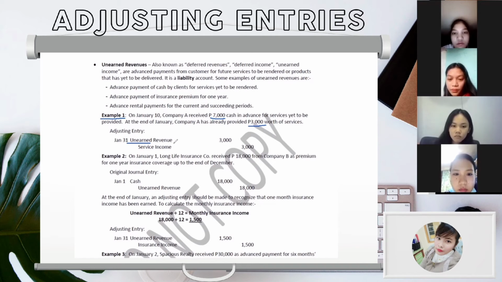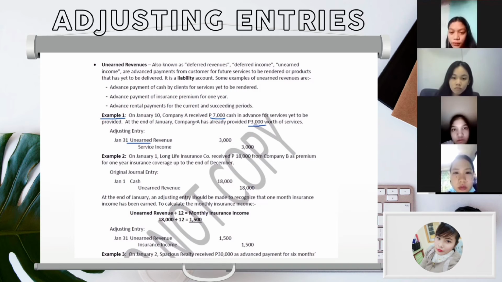Unearned revenue and then service income, 3,000. Nagets niyo kung bakit siya naging 3,000? Sabi dyan, Company A has already provided 3,000 worth of services. Okay? So ibig sabihin, yung nagamit, yung ilalagay nyo. Okay? 3,000 daw yung naibigay mo na, 7,000 yung advance niya. So, magkano yung hindi pa nagagamit, class? 4,000 or 4K. Alright, so let's have another example.